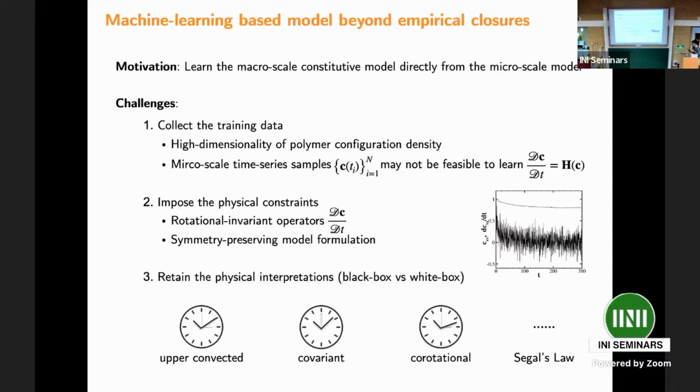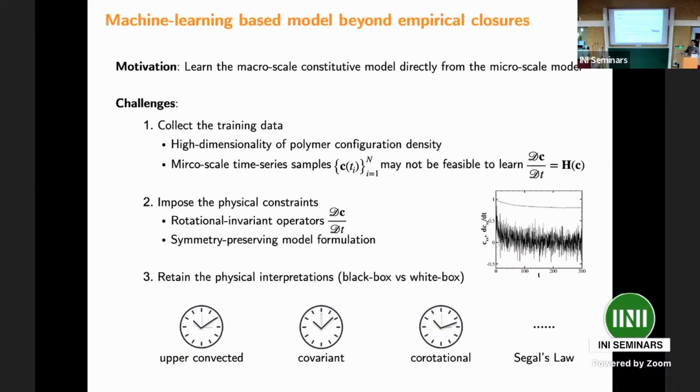descriptions. But in order to do that, there are still challenges we should keep in mind. The first challenge is how to collect the training samples. On the micro scales, the polymer configuration space has very high dimensionality, so it's very difficult to sample the configuration space. An even more severe challenge is how to deal with time series samples. Nowadays with machine learning models, if we want to learn something like dx/dt equals f(x), in many cases we just collect the time series samples in terms of x, then take the time derivatives and fit dx/dt equals f(x) in terms of time derivative samples.